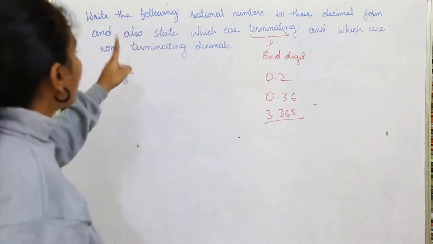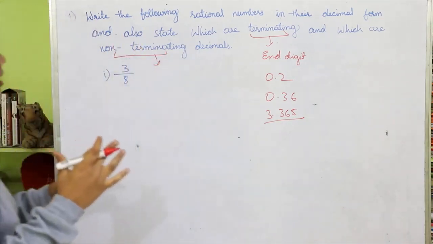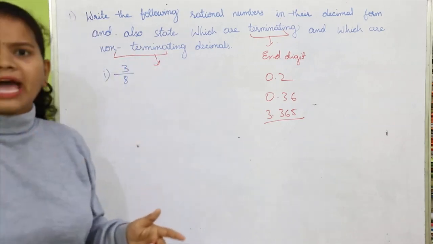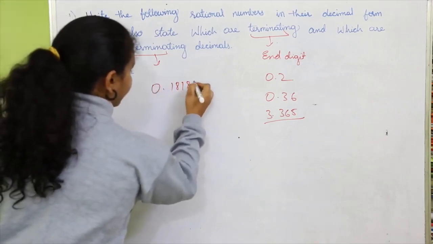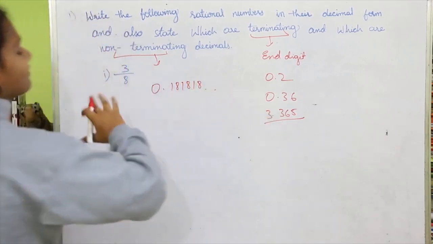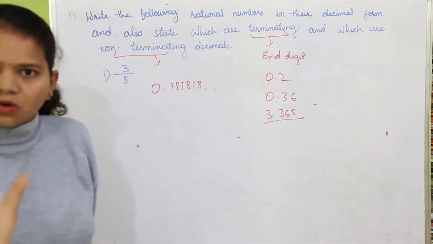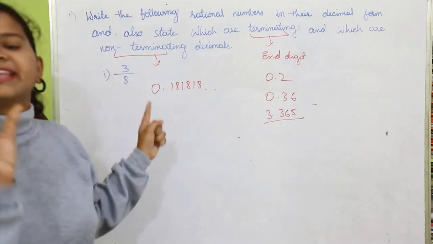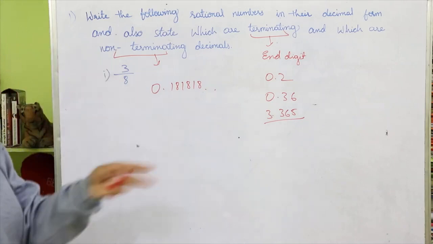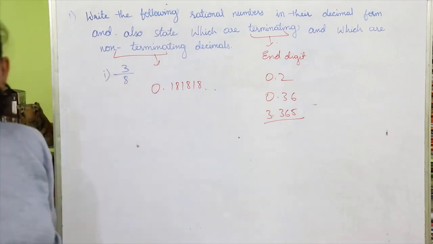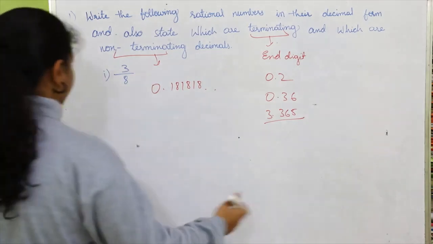Coming back to the non-terminating decimal, these are decimals which do not have any end digit. For example, 0.181818, it goes on like that. For non-terminating decimals, there won't be any end digit, which means the digits go on. It will have infinite digits, an infinite number of digits.